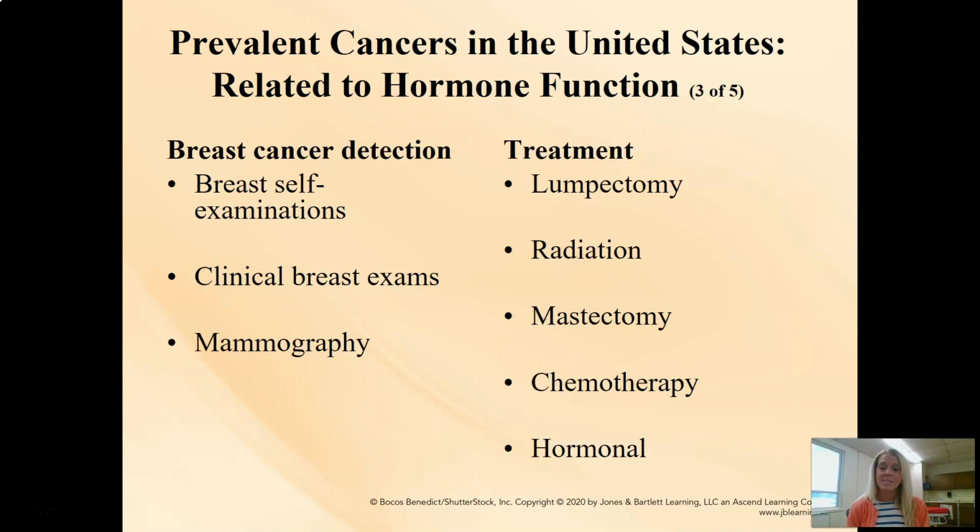So some ways to detect breast cancer are doing monthly self-examinations, getting clinical breast exams, including mammography, yearly, especially after the age of 40. And treatments for breast cancer include lumpectomy, where they will remove the tumor itself, radiation therapy, mastectomy, which is removal of all of the breast tissue. A radical mastectomy is removal of the underlying tissue as well, chemotherapy, and hormonal therapy, including the drug tamoxifen.